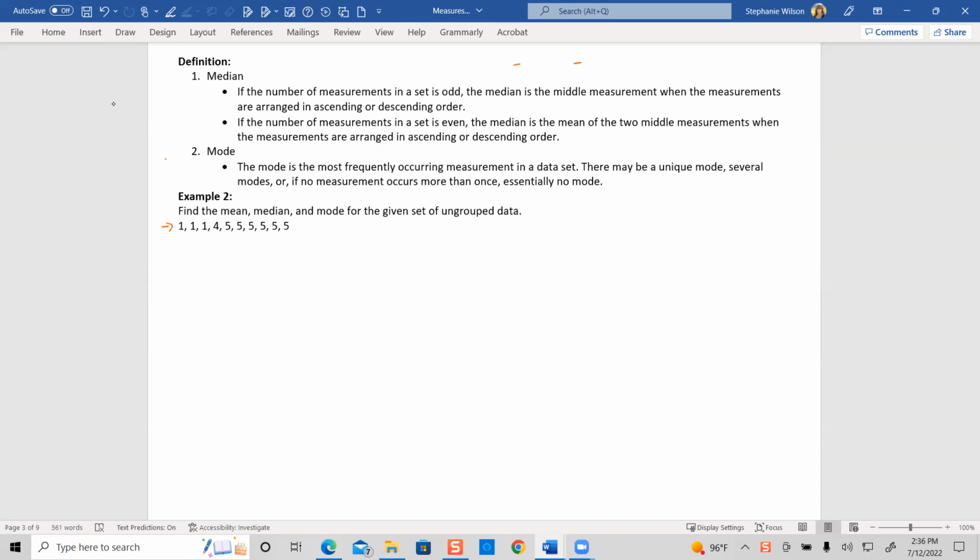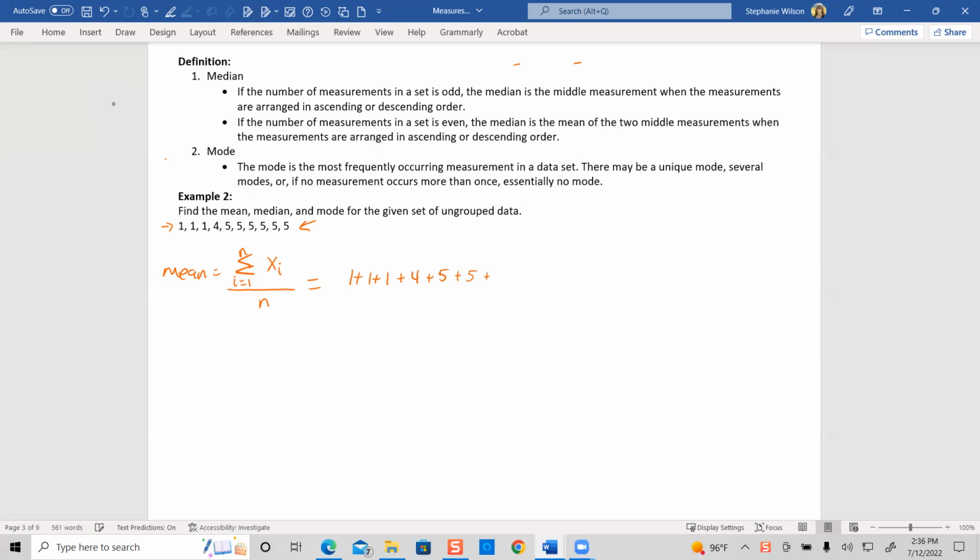The mean, we're going to use our formula to solve for the mean. So we're going to take the sum where i goes from a lower bound of 1 up to n of x sub i, all divided by the number of elements in that particular set. So what we're going to do, we're going to take this here. This is what we're working with. We have 1 plus 1 plus 1 plus 4, and there's 1, 2, 3, 4, 5, 6.